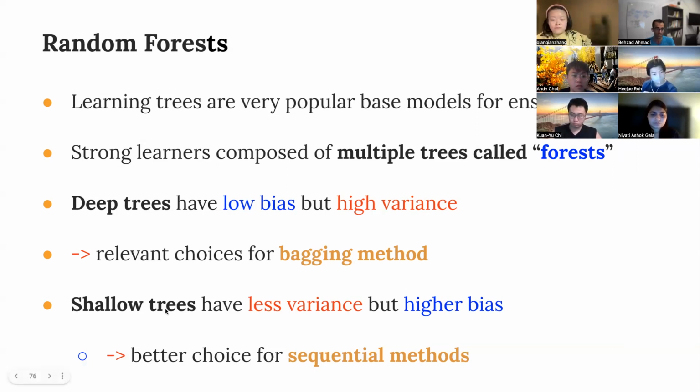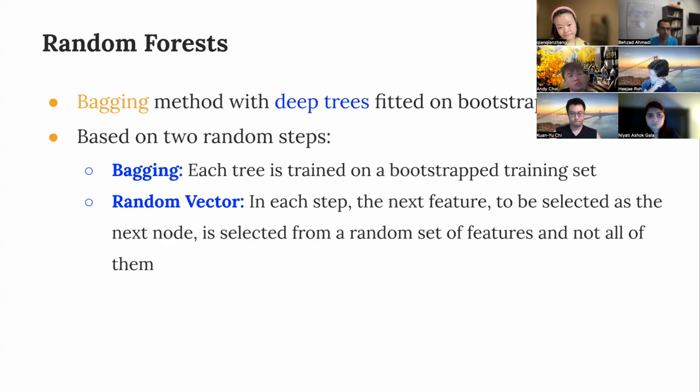If you do shallow trees, you tend to create less variance and high bias, which are good choices for sequential models that we have not yet covered. Okay, question? So you have two sorts of randomness in random forest: a random number of samples in each tree, bootstrap, and a random number of features in each tree.